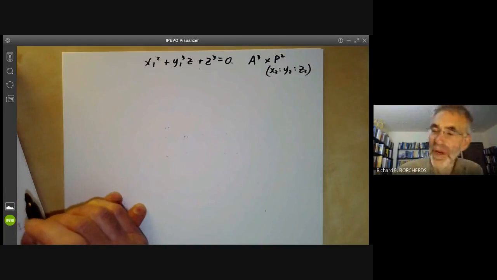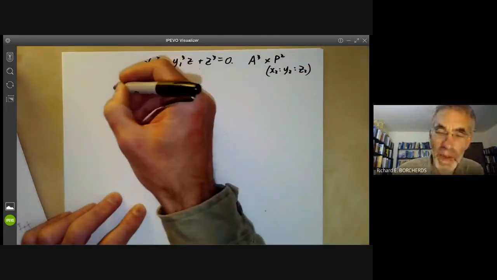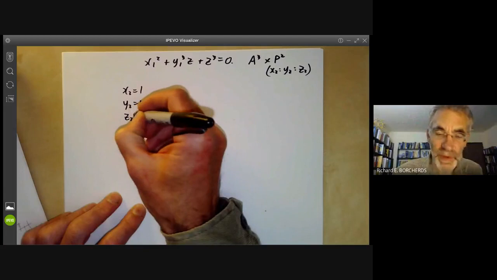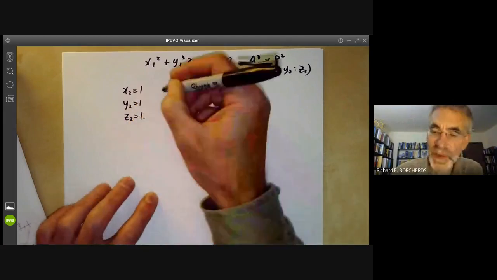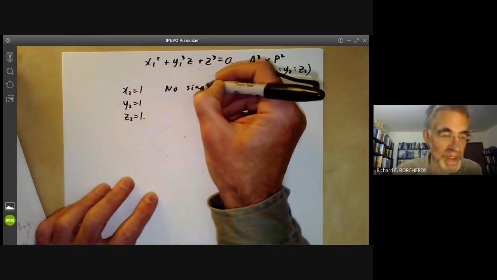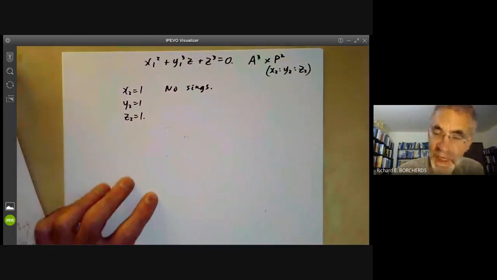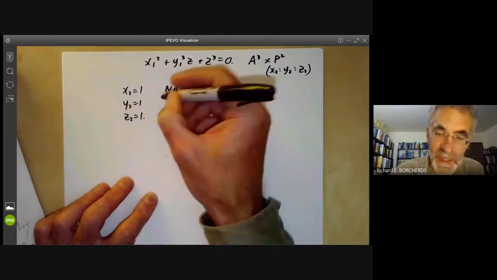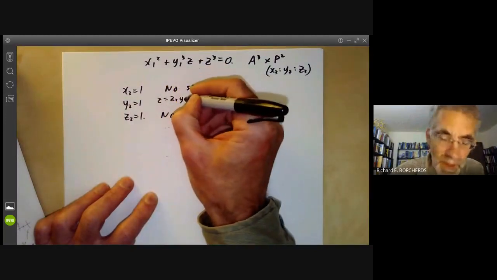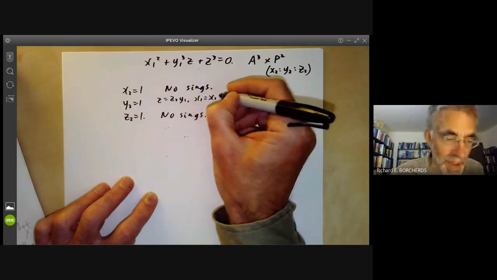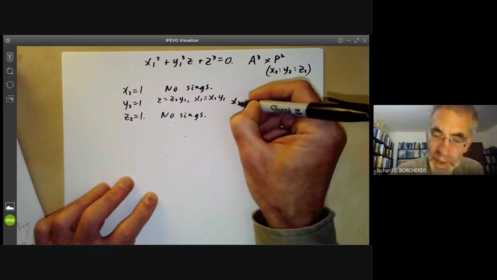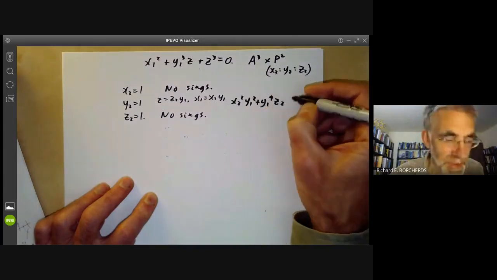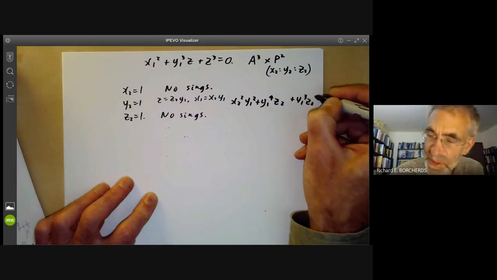And as before, we cover P2 with three copies of A2. And the three copies are going to be x2 equals 1, y2 equals 1, and z2 equals 1. And for x2 equals 1, there are no singularities. I won't write this out in detail because it's much like the previous case. Here again, there are no singularities. For y2 equals 1, we make the substitution z equals z2 y1, x1 equals x2 y1, and our equation becomes x2 squared y1 squared plus y1 to the 4 z2 plus y1 cubed z2 cubed equals 0.